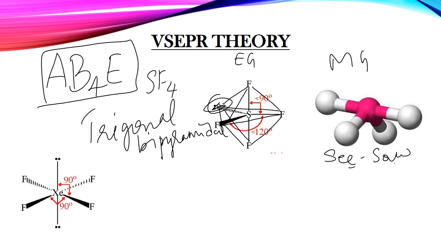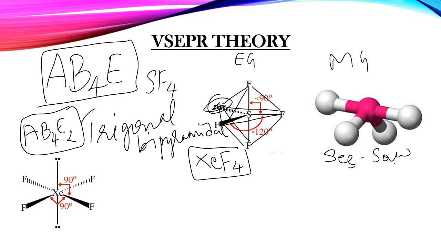Next one is four atoms but two electron pairs around the central atom. That is our next category. Here we have an example of xenon tetrafluoride. Considering both the bonded pair and the lone pair, we see that it is making an electron geometry of square bipyramidal.